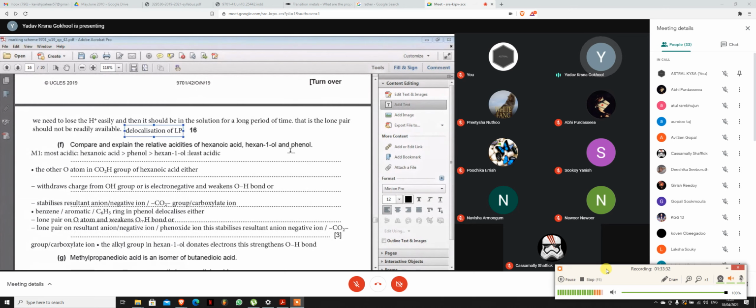When we have the phenol, here we have the delocalization of the lone pair. Okay. So hexanoic acid, it will be greatest. Okay, and then among those two, you can see that hexanol is the least acidic.